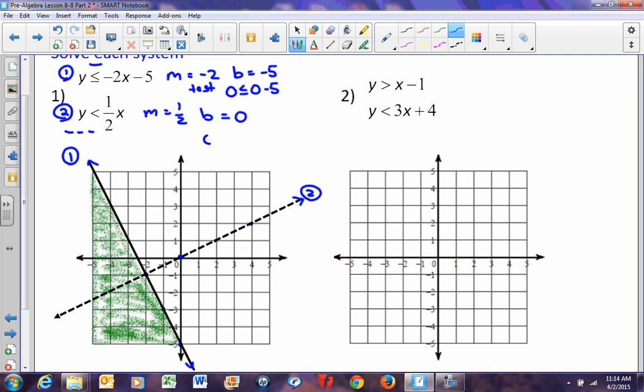So if I test 0, 2, I have 0 is less than or equal to 1/2 times 2 over 1. 0 is less than or equal to 1, which is true. So I would shade where 0, 2 is. 0, 2 is right here, so I'm going to shade on that side of the graph in a different color. I'm going to choose yellow. Okay, so this is my graph, and I would shade all of this portion right here.